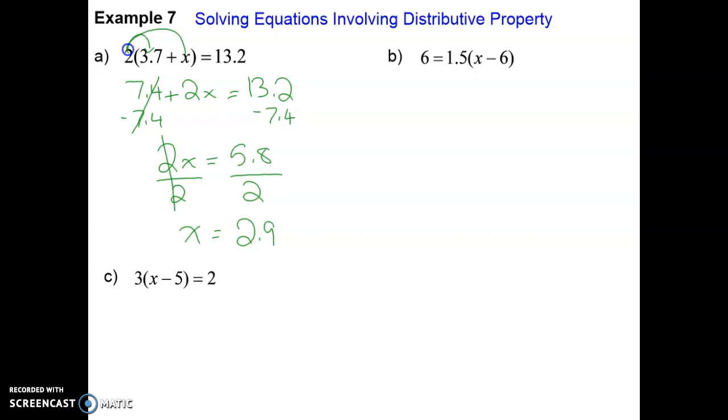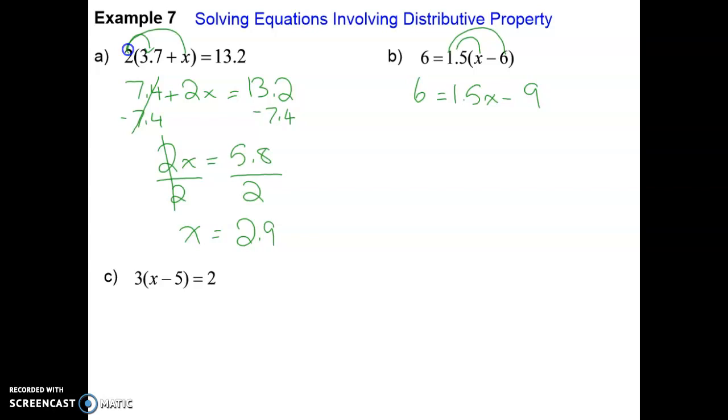For example B, we work it out the exact same way, even though the equation is reversed. So this time we're going to say 6 equals 1.5 times x is 1.5x, and 1.5 times 6 is 9, and this time we have a minus sign in between them.